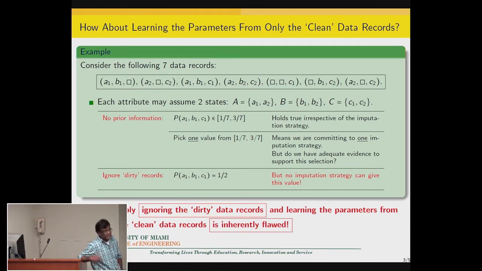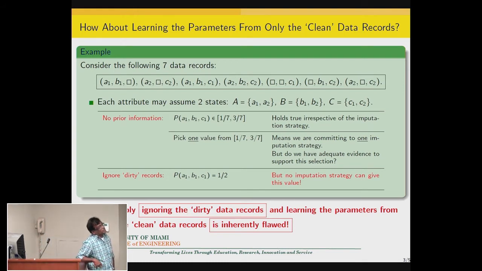Here we have a very simple example of 7 data records. And each data record has 3 attributes, A, B, and C. And let's assume that A, B, and C can take 2 values. So A can take A1 and A2, and B can take B1 and B2, and so on and so forth. So this is the set of 7 data records, and these squares indicate missing values, missing data that is not provided to you.